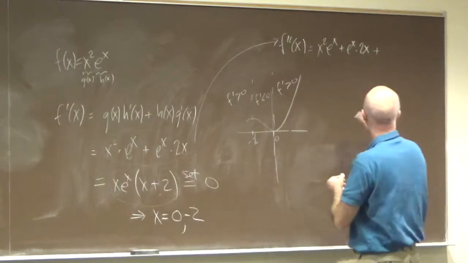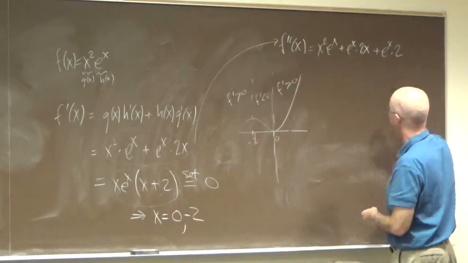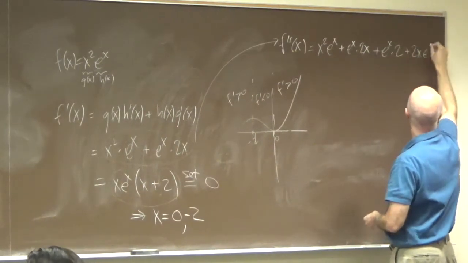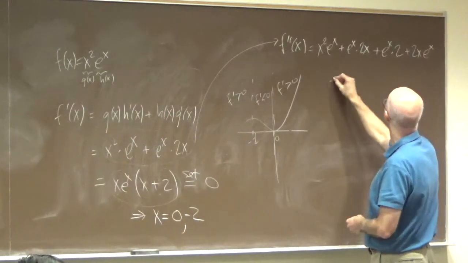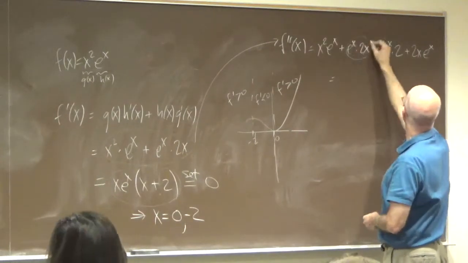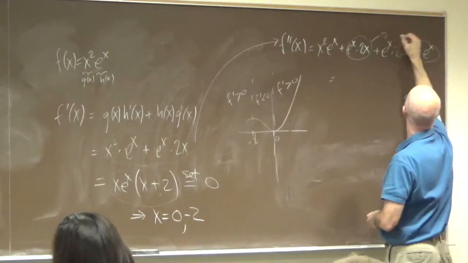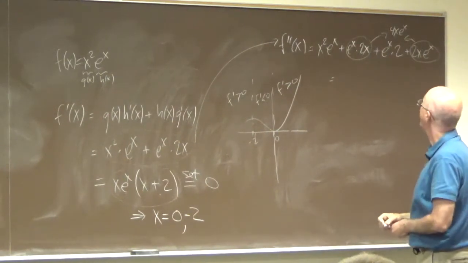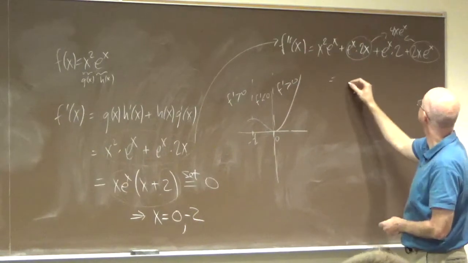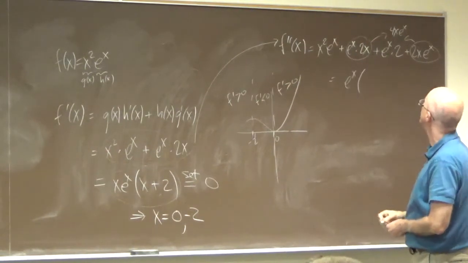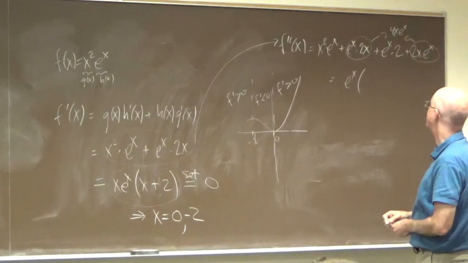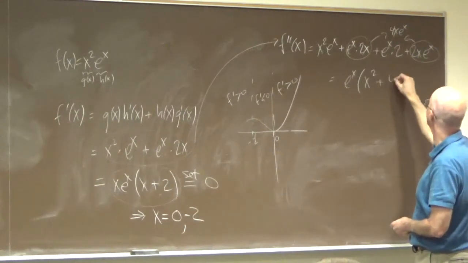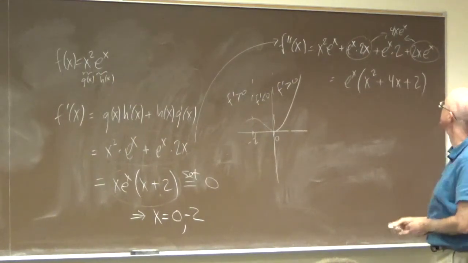The first function, e to the x, times the derivative of the second. The derivative of 2x is 2. Plus the second function times the derivative of the first. These two things can combine to 4x e to the x. And then once again, you can factor out an e to the x. And you can't factor out an x this time. What you're left with after you factor out an e to the x is x squared plus 4x plus 2, it looks like.